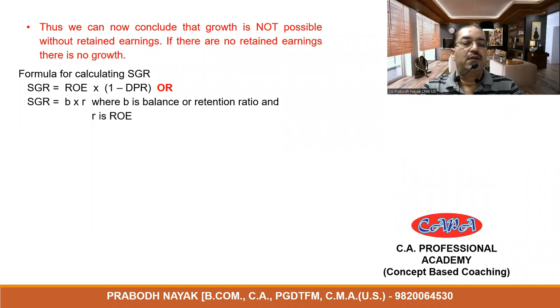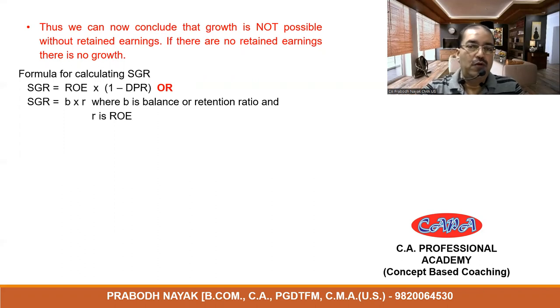Now the formula says SGR, that is sustainable growth rate, is equal to ROE, return on equity, multiplied by 1 minus DPR, 1 minus the dividend payout ratio. So if your dividend payout ratio is 30%, this is 1 minus 0.3, which is 0.7. 1 minus DPR is the retention ratio, or balance ratio. So if your DPR is 30%, 100 minus 30, it is 70%. If your DPR is 60%, 100 minus 60, retention ratio is 40%. Like that. Okay?